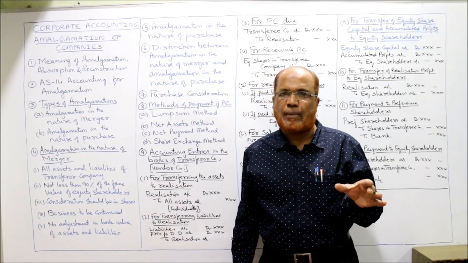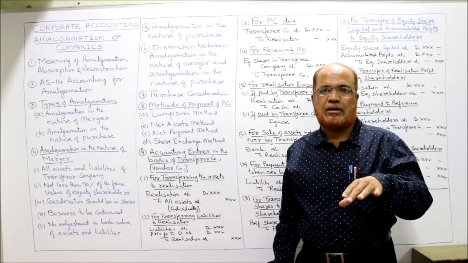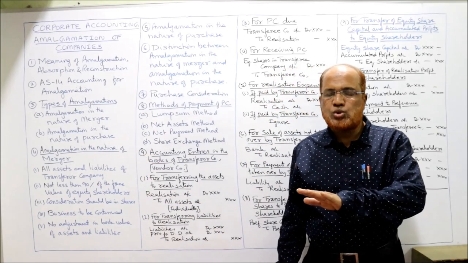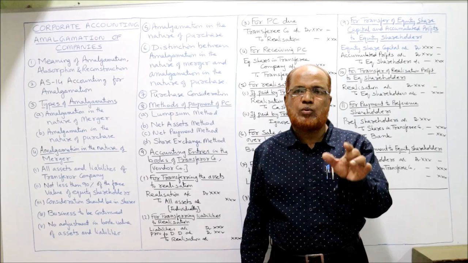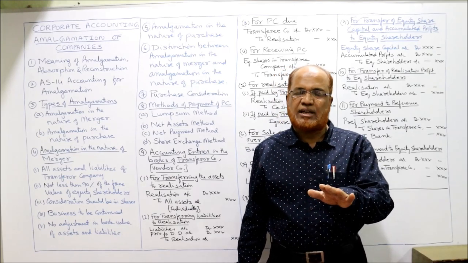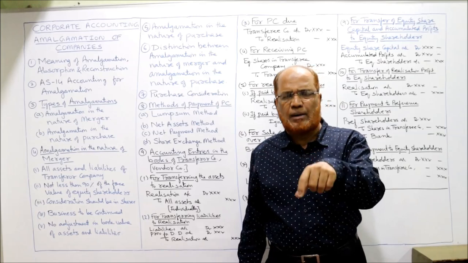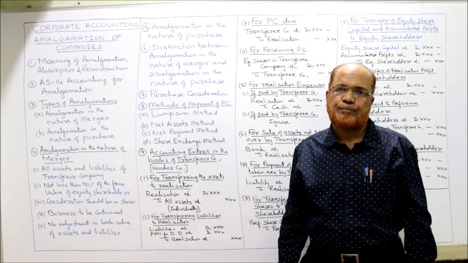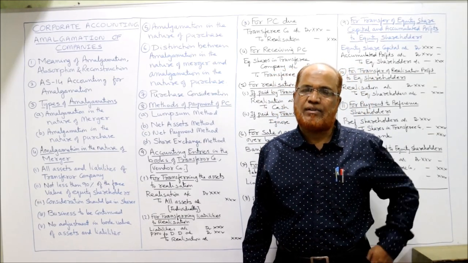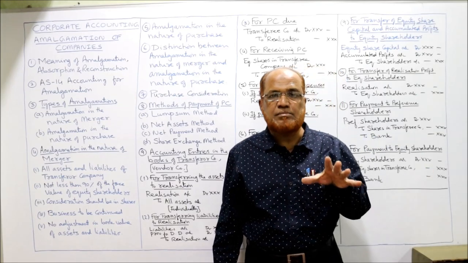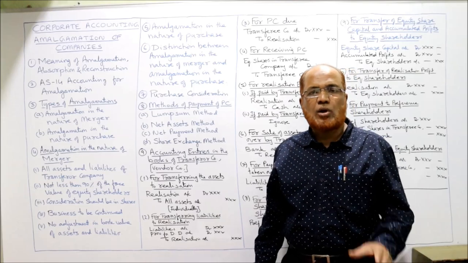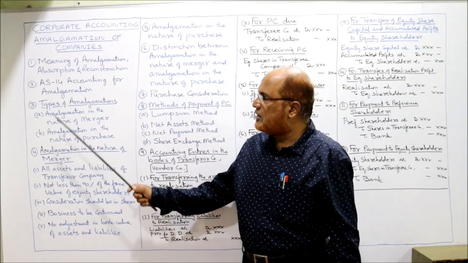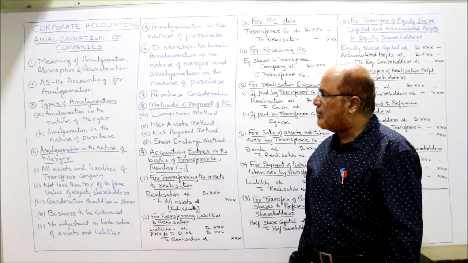How to make the accounting when there is an amalgamation is specifically given by AS-14. And AS-14 has not made any distinction between amalgamation and absorption. It has treated that the same accounting treatment will be applied if there is absorption or amalgamation. And this accounting standard AS-14 is effective from 1/4/1995. On and after 1/4/1995, it is a mandatory accounting standard. So compulsorily this AS-14 must be followed whenever there is amalgamation or absorption in India. This is all about AS-14. Now, types of amalgamation. See here.